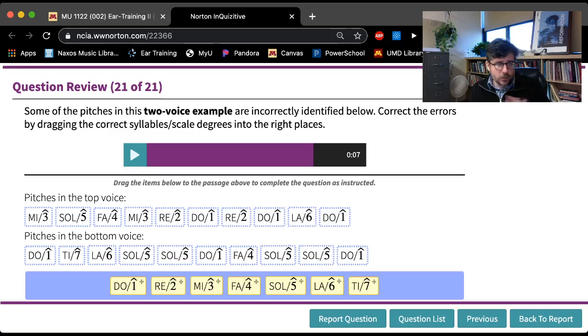Again, I don't want to tell you what all of those are, but what you might do is sing this to yourself in solfege and then see where the differences are. Do, ti, la, so, so. Do, ti, la, so, so, do. That doesn't sound like what I heard here, right? Yeah, it doesn't sound the same. So I know that I've got some errors here.